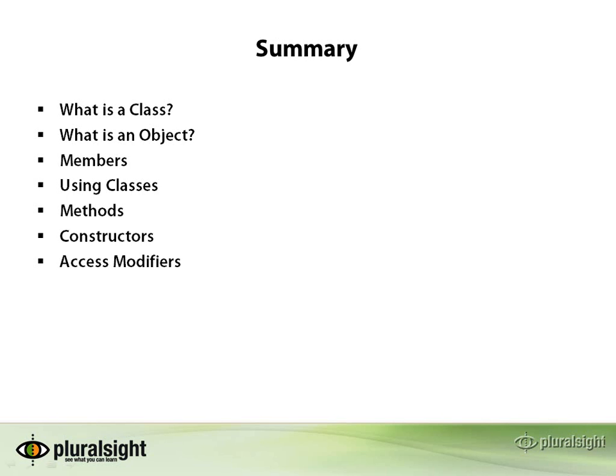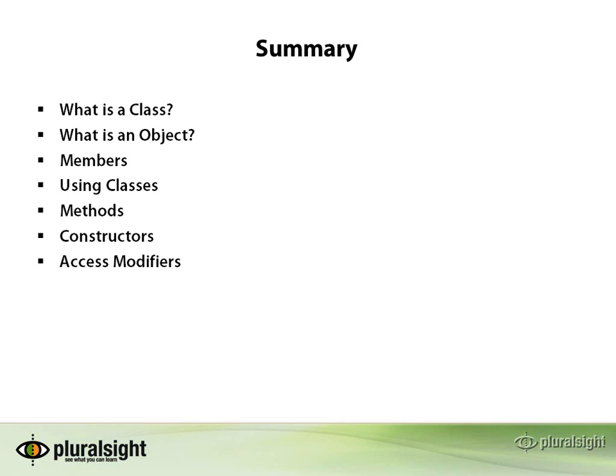We saw that if a class is a blueprint, then an object would be a house, or if a class is a cookie cutter, then an object would be that cookie. Then we went through and we talked about members. We talked about how to make up a class, and that a class consists of data and methods that operate on that data. So we saw how members are really the thing that builds up a class.